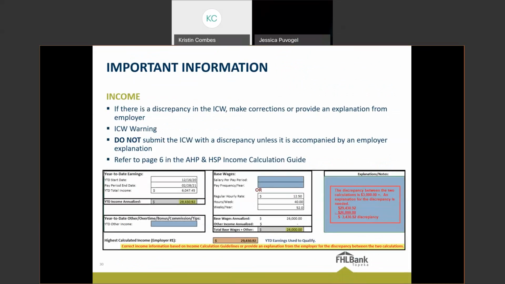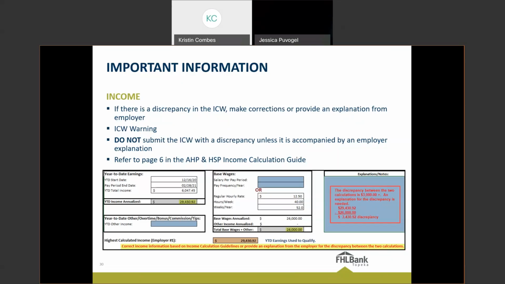Many times, income is not calculated correctly, which causes a large discrepancy between the year-to-date earnings calculation and the base wage calculation. Discrepancies of $3,000 or more require an explanation from the employer or correction. A red font message will appear under the highest calculated income if there is a large discrepancy. Do not submit the reservation request if a discrepancy exists unless it is accompanied by a reasonable explanation from the employer. Refer to page 6 of the income calculation guide for assistance with discrepancies.